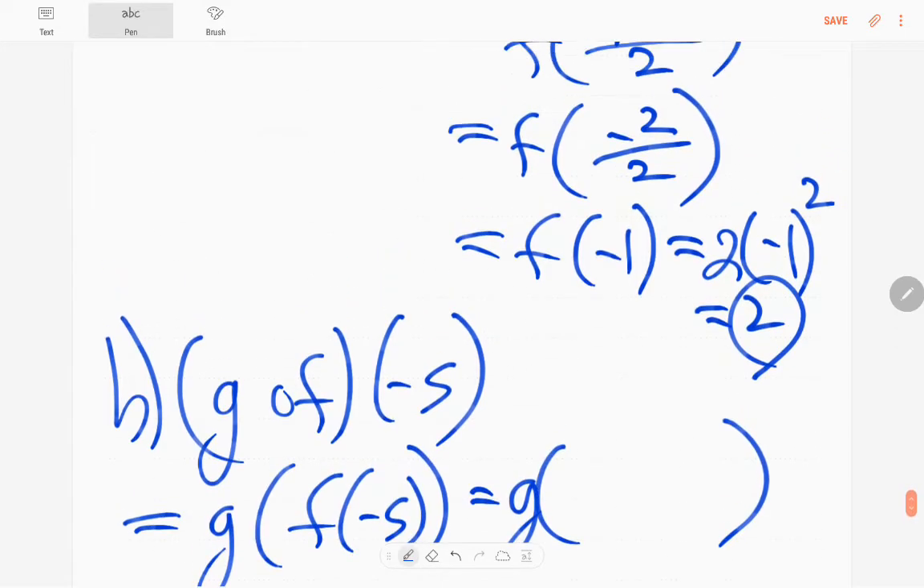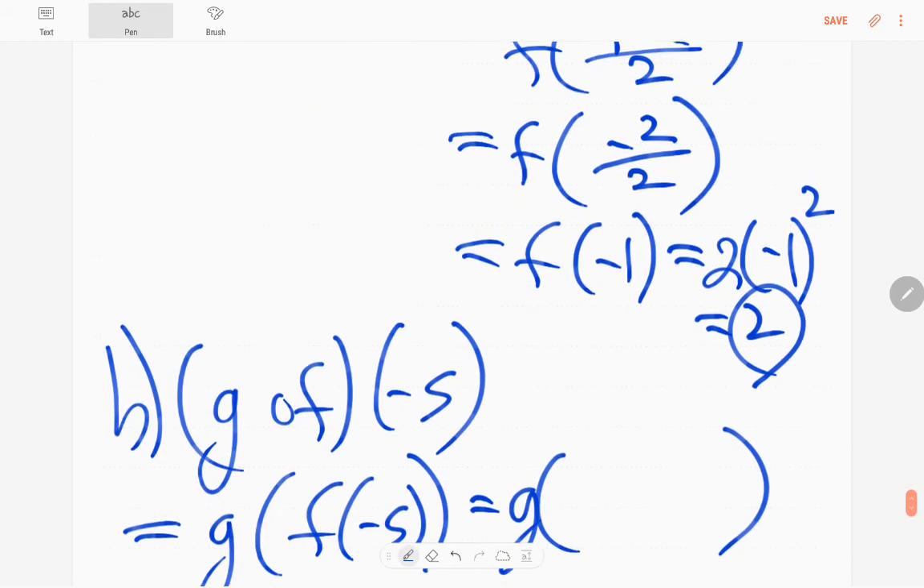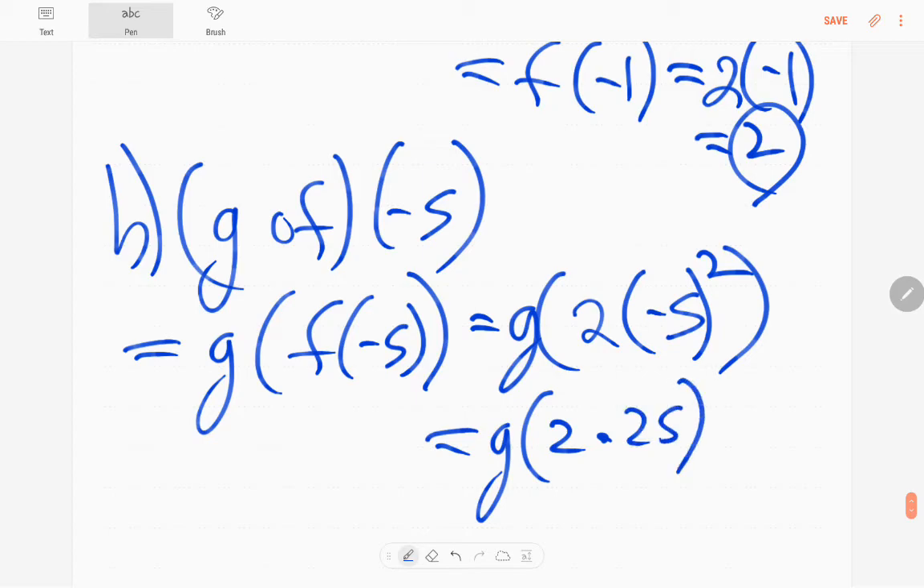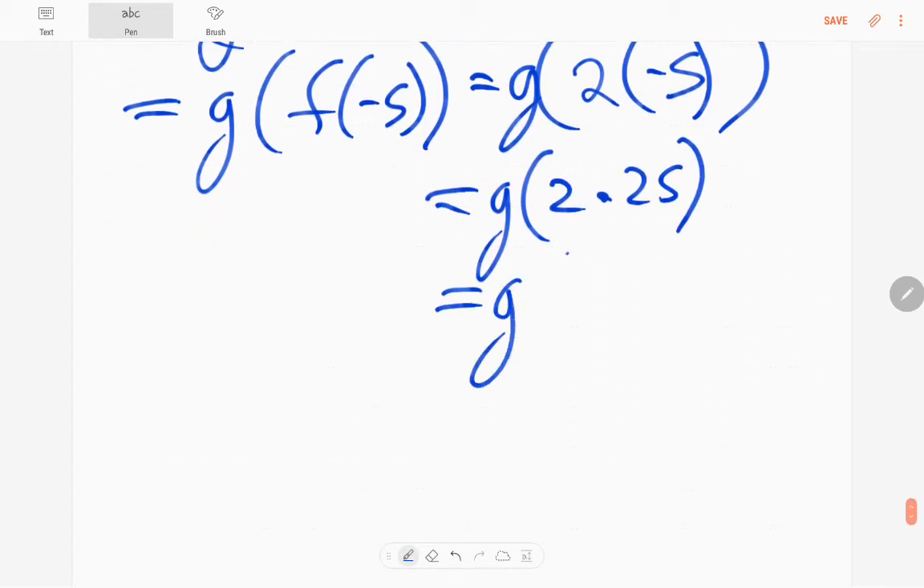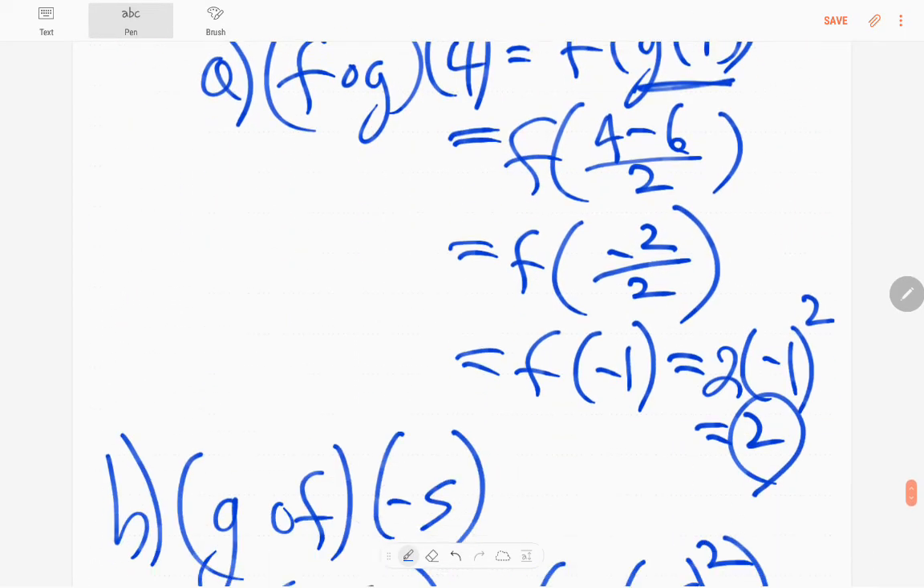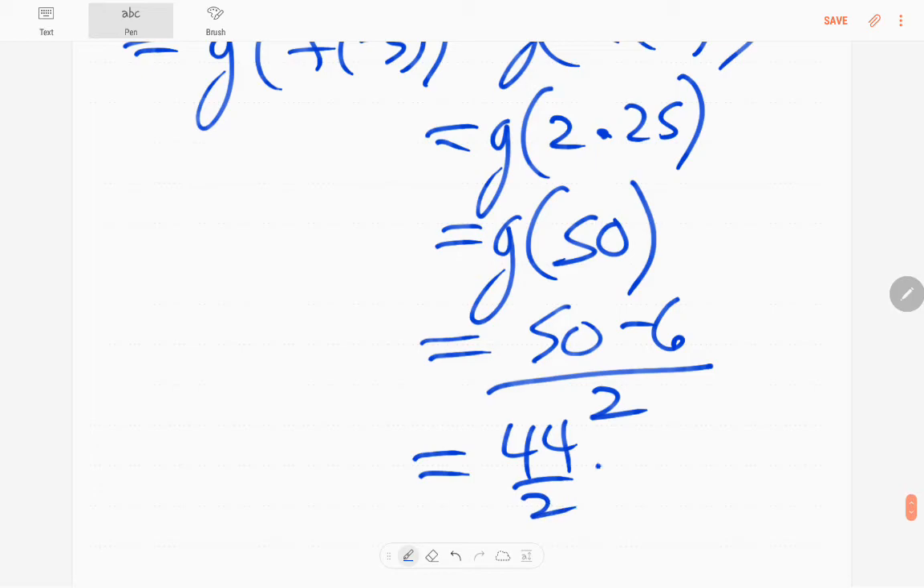So what is f of negative 5? Let's see. Just put a negative 5 right there. 2 times negative 5 squared. And that's 2 times 25, which is 50. So I'm really looking for g of 50, which means I need to put a 50 right there. So it's 50 minus 6 all over 2. And that's 44 over 2, which is 22. Again, going real fast, but use that pause button and the rewind button.